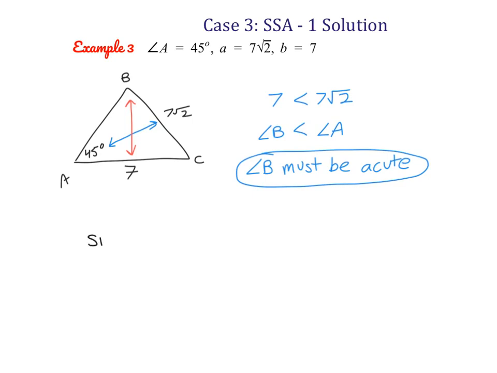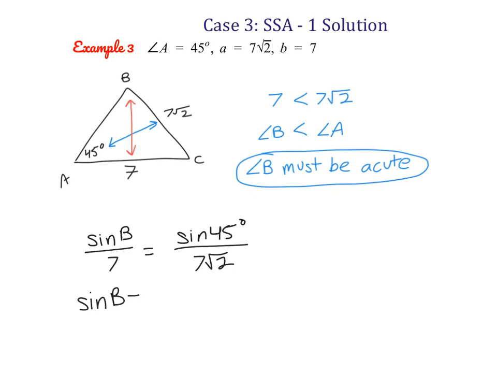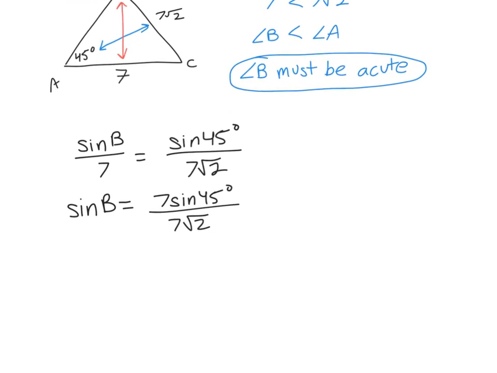So we can say sine of B over 7 equals the sine of 45 degrees, which is root 2 over 2, over 7 root 2. And let's isolate sine of B. So 7 times the sine of 45 degrees over 7 root 2. And now we could say B is the arcsine of 7 sine of 45 degrees over 7 root 2.